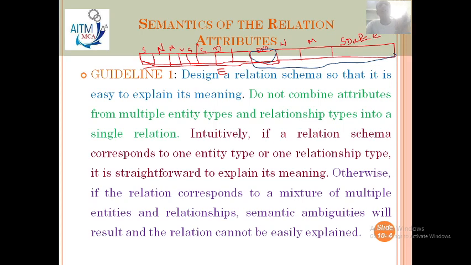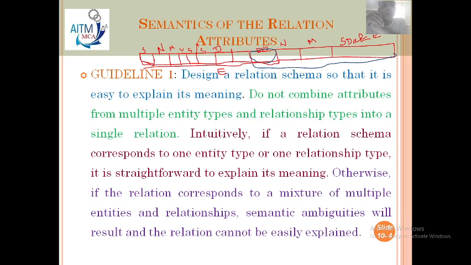So if you take the employee table and the department table separately, I can explain each easily. Department number, this is the name of the department, and he is the manager, and he has taken charge on so and so date.